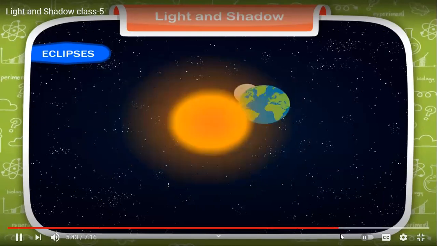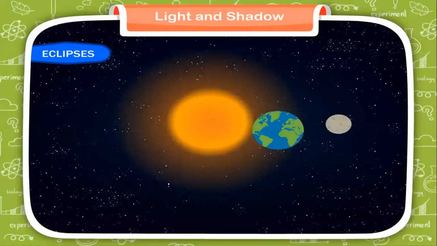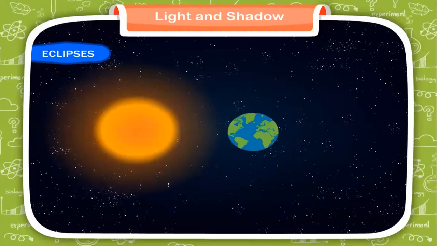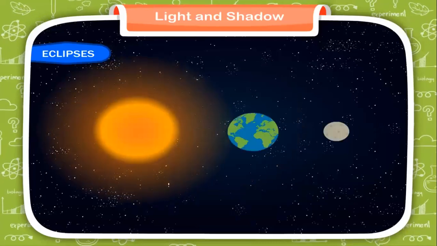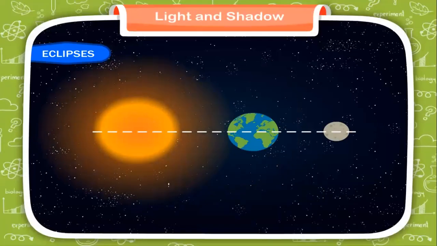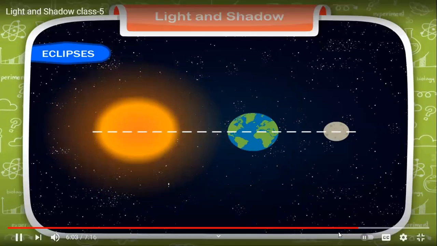During the revolution of the earth and moon, it so happens sometimes that the sun, the earth, and the moon come in a straight line. In this case, light from the sun is obstructed by the earth or the moon. As a result, a shadow is formed. This phenomenon is called an eclipse.